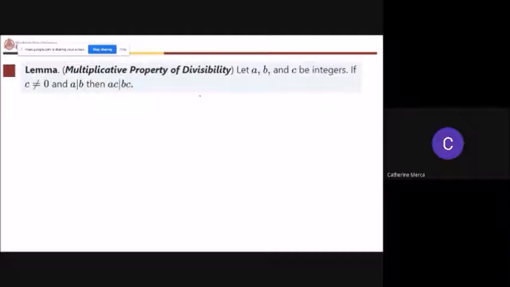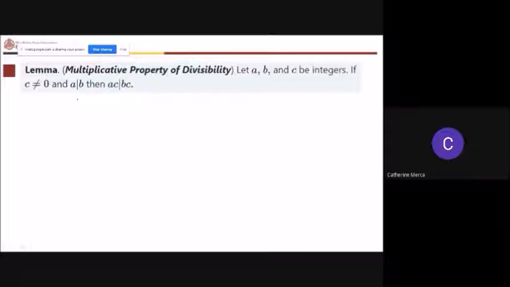And that is what we are supposed to prove. Multiplicative property of divisibility. If a, b, and c are integers, if a is not equal to 0 and a divides b, then ac divides bc. Ano 'yan? a divides b, then ac divides bc. Anong nangyari? May inintroduce lang na quantity which is c here. Di ba?